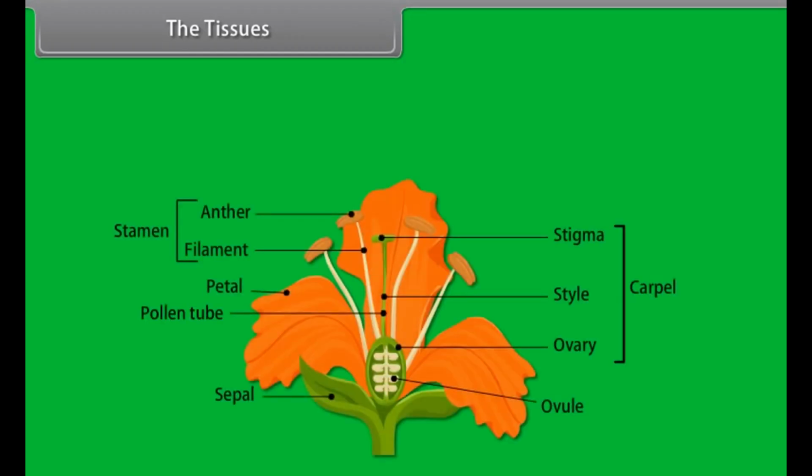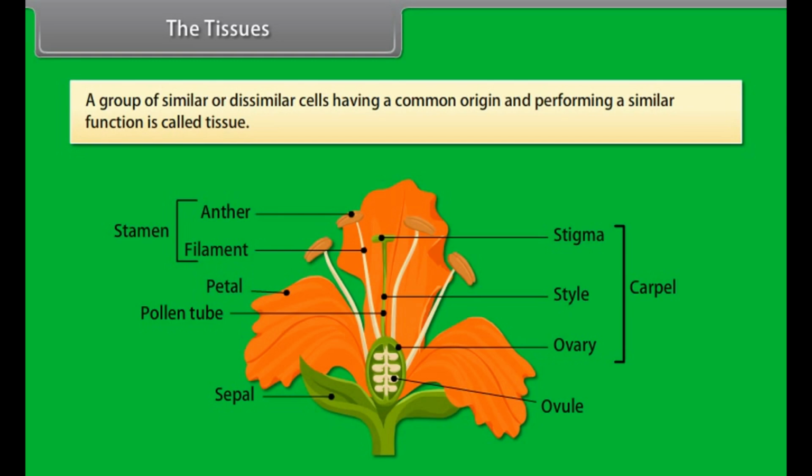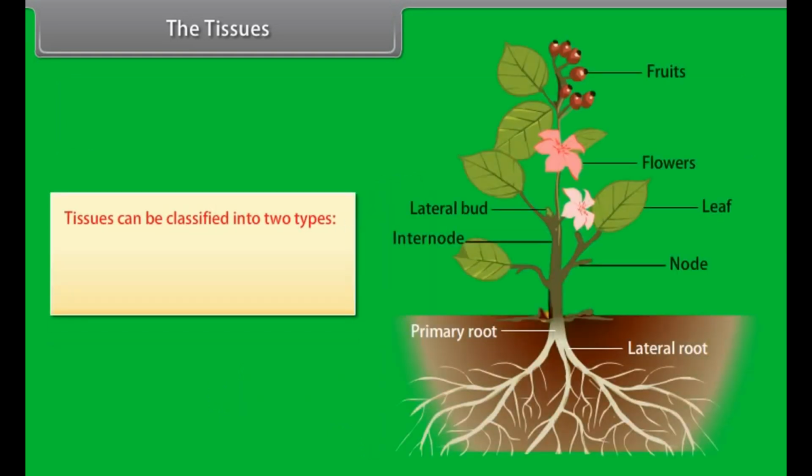The tissues. Anatomy is the branch which deals with the study of gross internal structure of plant organs. A group of similar or dissimilar cells having a common origin and performing a similar function is called tissue. Tissues can be classified into two types: meristematic tissue and permanent tissue.